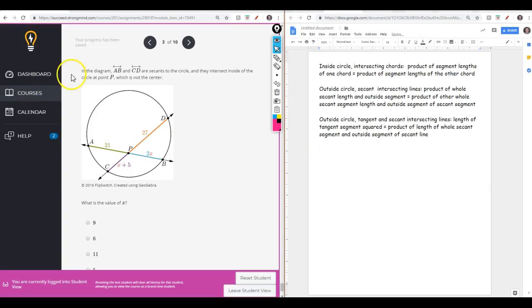Question 3. In the diagram, line AB and line CD are secants to the circle and they intersect inside the circle at point P, which is not the center. What is the value of x?